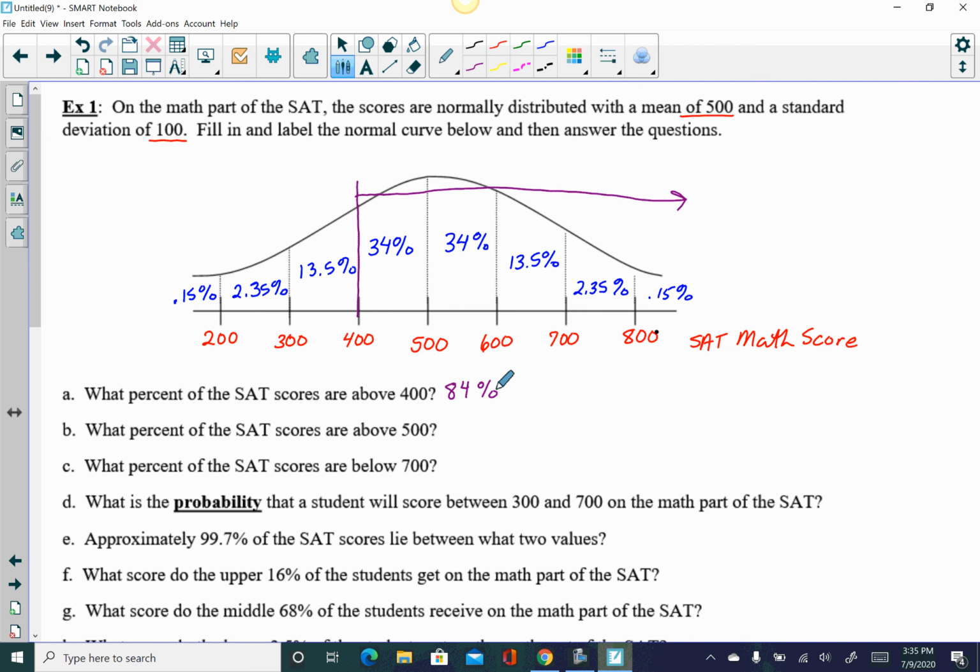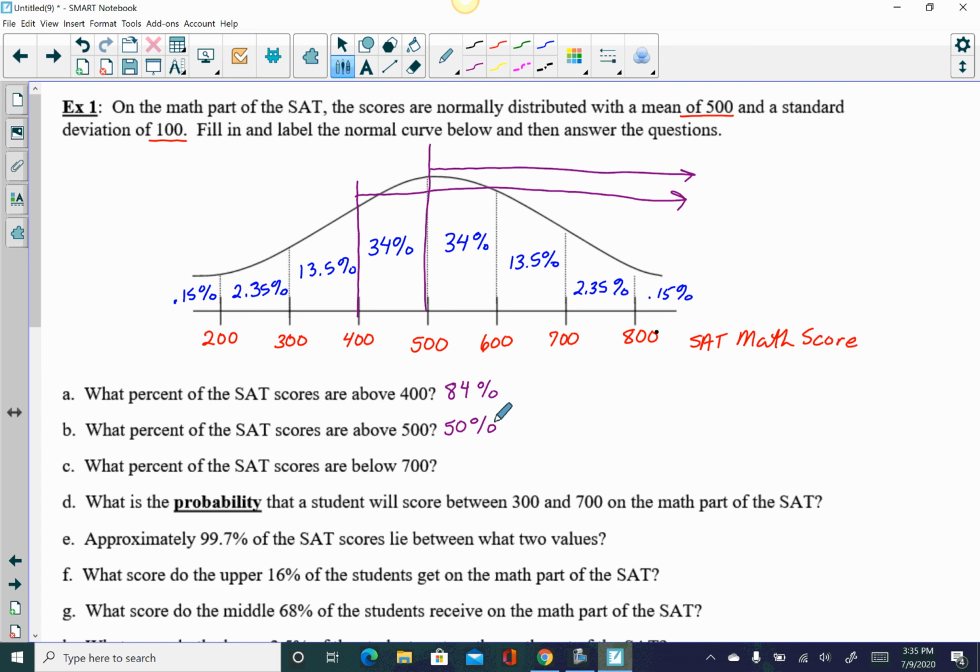In part B, what percent of the SAT scores are above 500? So 500 here is right in the center. And so you're taking everything there to the right and adding them together. Now, anytime you're in reference to the mean, you should always be 50% above and 50% below. So you could add those 4 rectangles there and you should arrive at 50%.